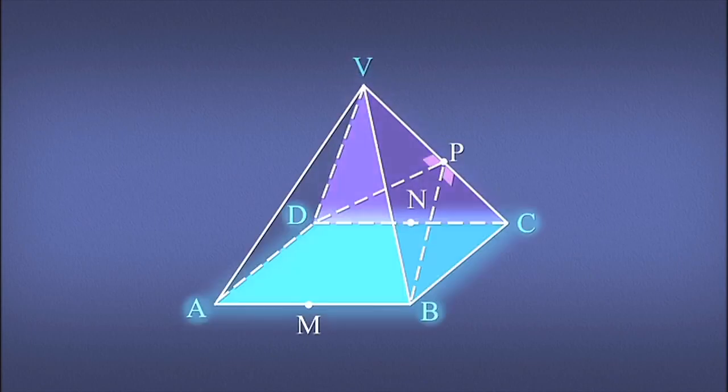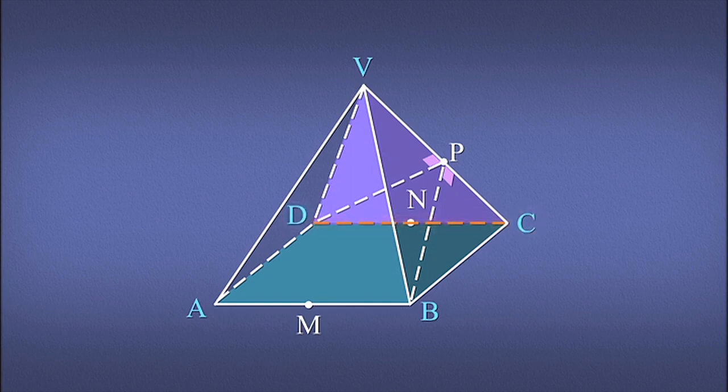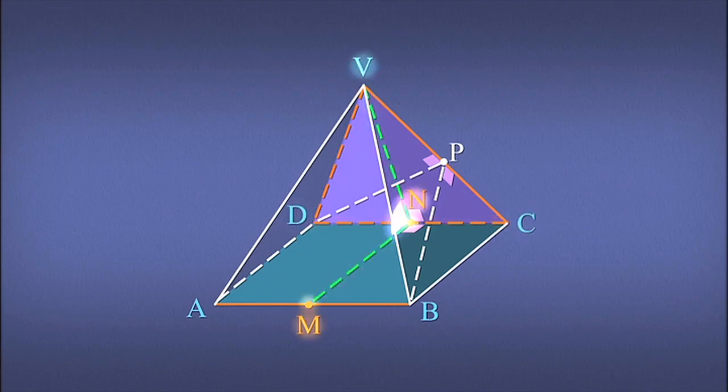Plane VDC and plane ABCD intersect at line DC. DC is a line of intersection. Since VC is equal to VD, N is the midpoint of CD. Then VN is perpendicular to DC. ABCD is a square. M is the midpoint of AB, and N is the midpoint of DC. Thus, MN is perpendicular to DC. VN and MN are the two arms of angle VNM. Therefore, angle VNM is the angle between plane VDC and plane ABCD.